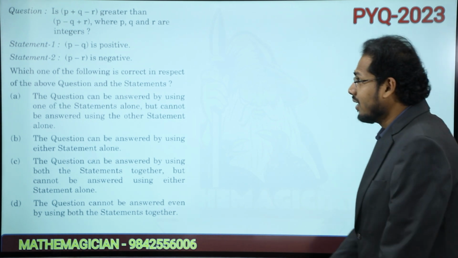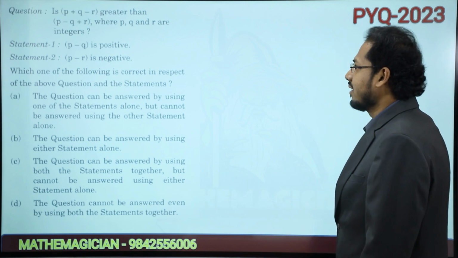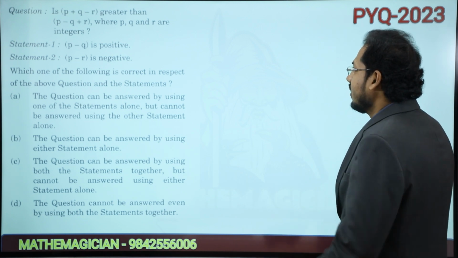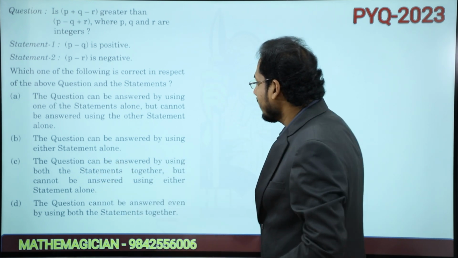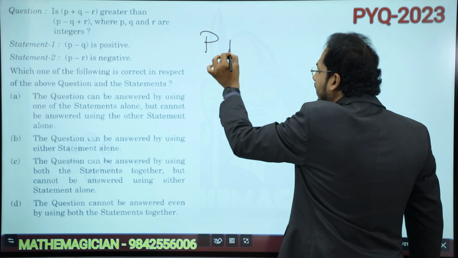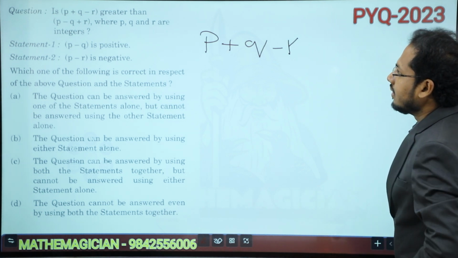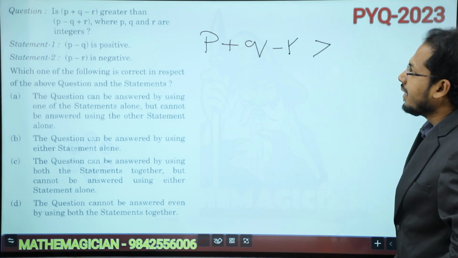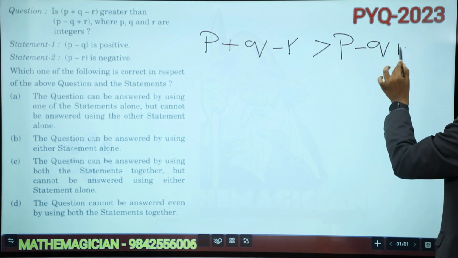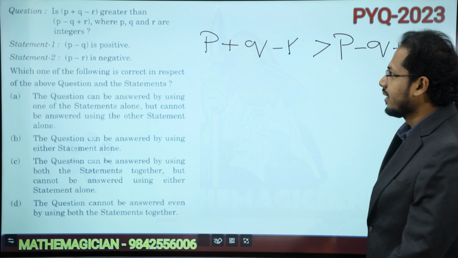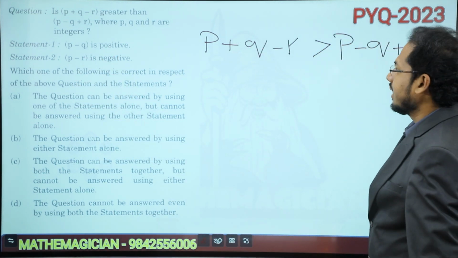Again, same concept. Is P plus Q minus R greater than P minus Q plus R? Let's write this. P plus Q minus R is greater than P minus Q plus R. This is the statement. Next, statements are given. P minus Q is positive, P minus R is negative.